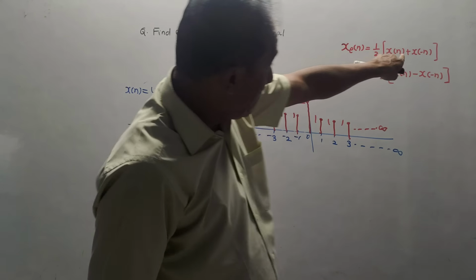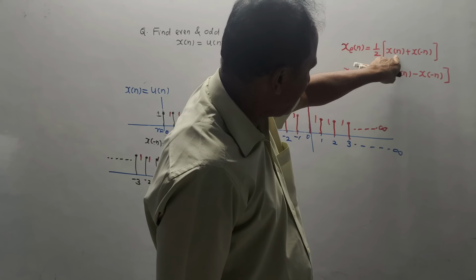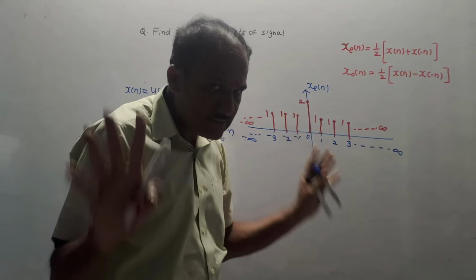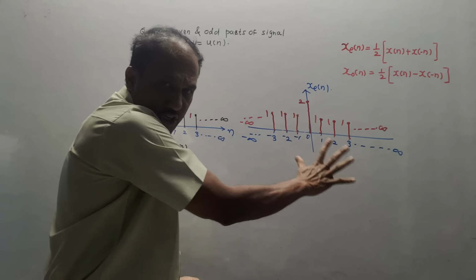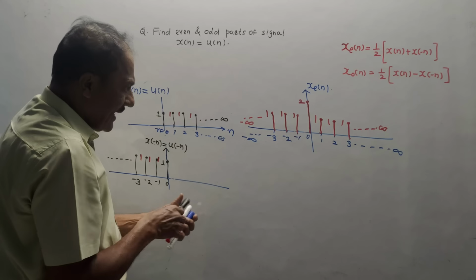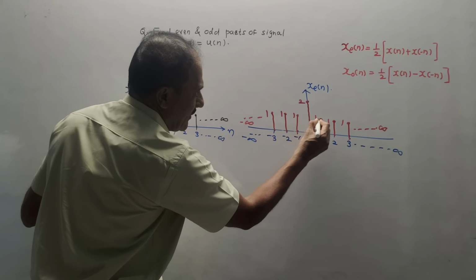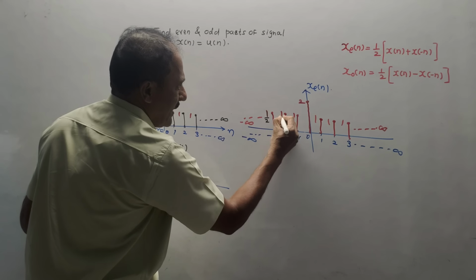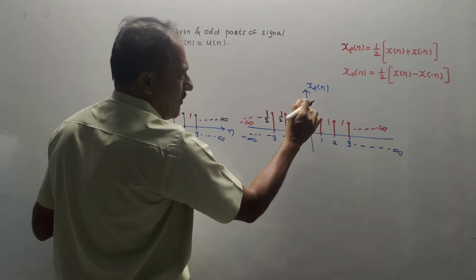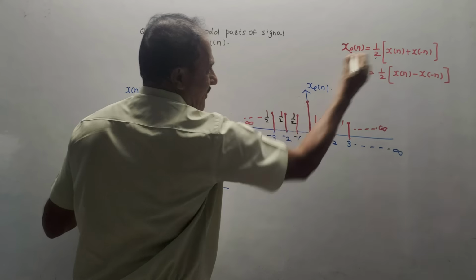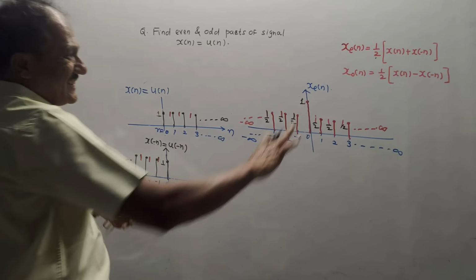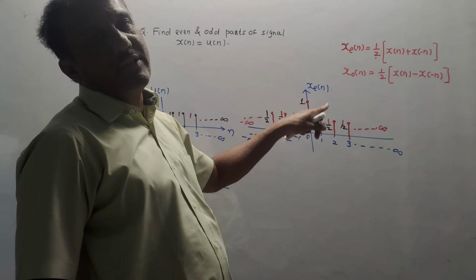But look at the formula. This is just addition. What formula says x of n plus x of minus n and into 1/2, means make the thing simple. After performing the addition operation, divide each amplitude by 2, means you will be writing amplitude like this. This amplitude is 1, 1, 1. So write it like this: 1 by 2, 1 by 2, 1 by 2. This amplitude is 2. I'm divided by 2. Multiplied by 1/2. So it becomes 1. This is 1/2, 1/2, 1/2. That's it. This is the even part of given signal.